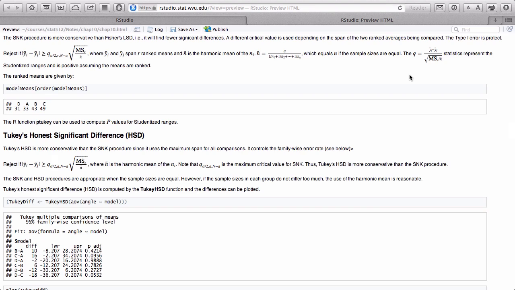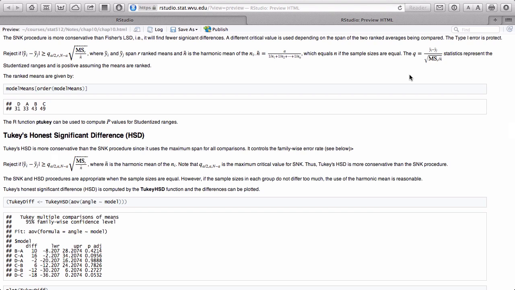And what happens is that Q value gets bigger as that r gets bigger. And so if r equals a, it's the biggest. And that's why it's most conservative, because all pairs are compared to that maximum Q value, that quantile. And so therefore, it's harder to reject. And that's also why, you know, it's kind of a nice intermediate position between Tukey's and Fisher's LSD, and it's sort of in a continuum.